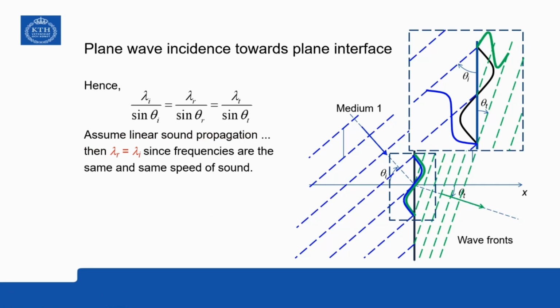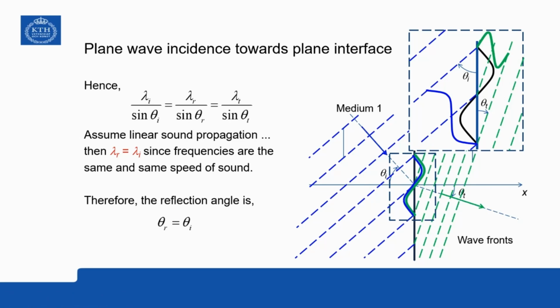But let's go now to the reflection angle. If we assume linear sound propagation, which we do, then we know that the reflected wavelength must be equal to the incident wavelength, because we cannot get a frequency change caused by the reflection. So that's a consequence of this linear system frequency conservation law. So that means that the reflection angle must be equal to the incidence angle.